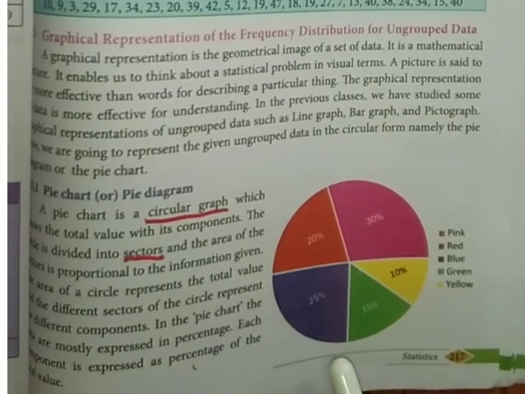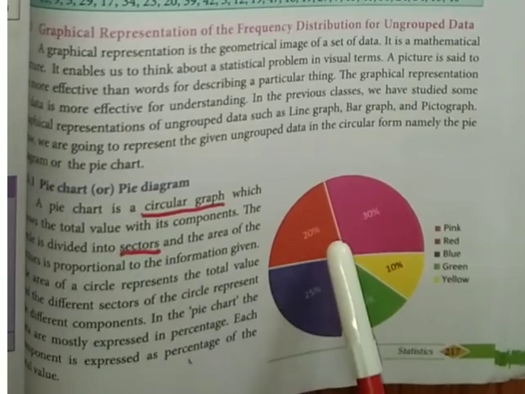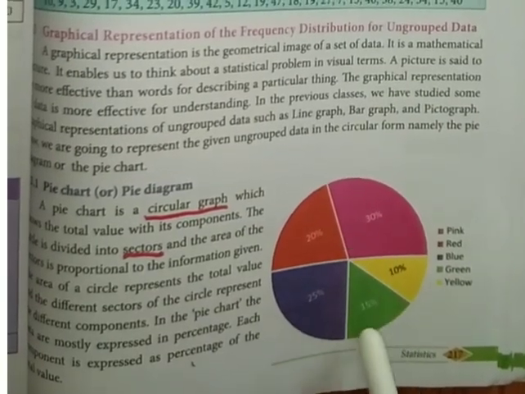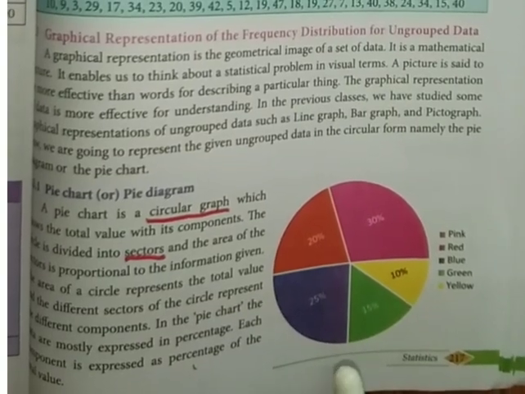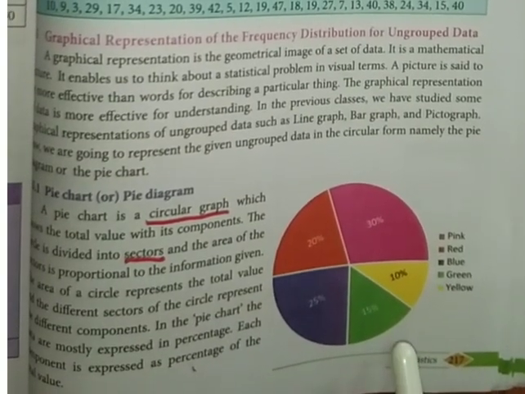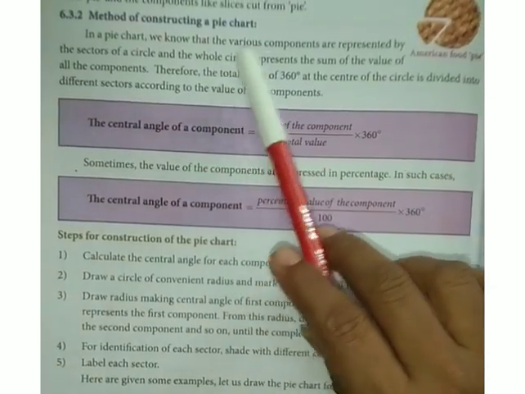Here the whole circle is divided into sectors. The size of each sector is proportional to the activity or information it represents. Method of constructing a pie chart.